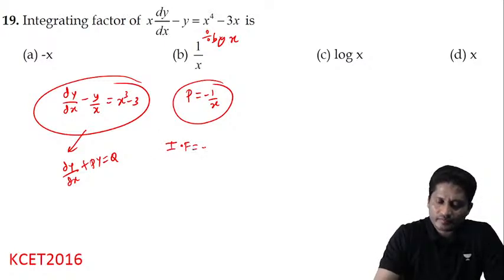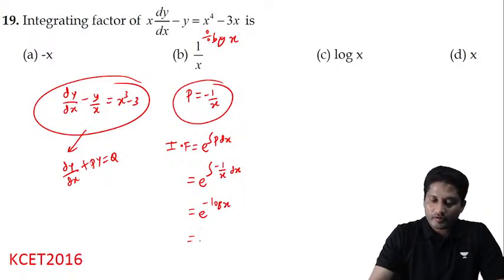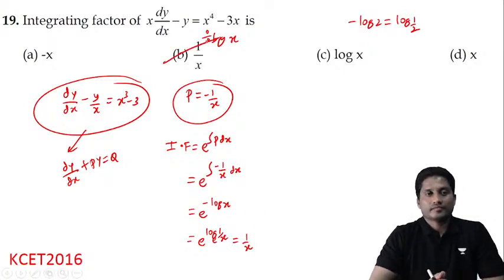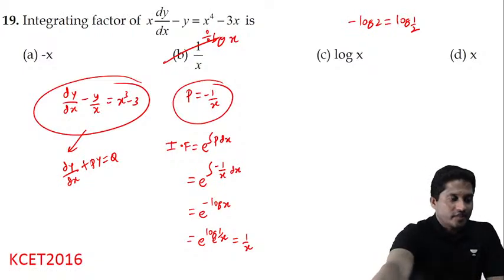Integrating factor is e power integration of P dx, e power integration of minus 1 by x dx, equal to e power minus log x. Now e to the power of minus log x can be written as e power log 1 by x. Minus log x can be written as log 1 by x. E power log x is x only, right? E power log 1 by x is 1 by x. Answer is option. Alright guys, let's move to the next question.